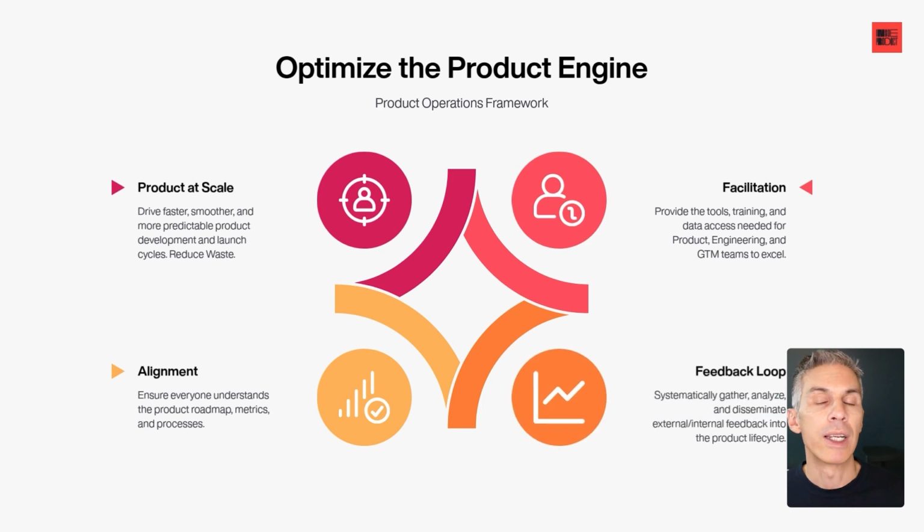Then the fourth principle is to build feedback loops. There's never a perfect process. There's never a perfect set of operations. So it's very important that the operations teams are able to systematically gather, analyze, and disseminate all the information and feedback that they are receiving, in whatever manner it comes, and that this is something that is being adopted in the product life cycle.